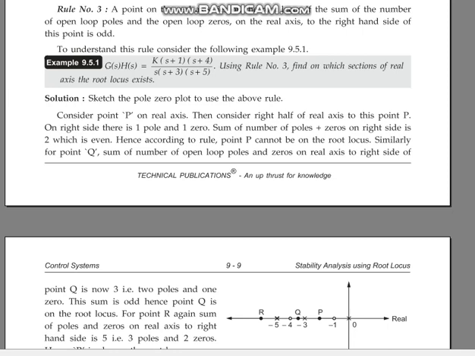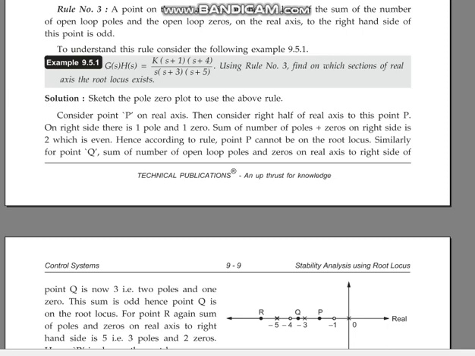In this video, we will discuss root locus rule number 3. In rule number 3, a point on the real axis lies on the root locus if the sum of the number of open loop poles and open loop zeros on the real axis to the right hand side of this point is odd. So that means, consider this diagram. I'll explain with the diagram.